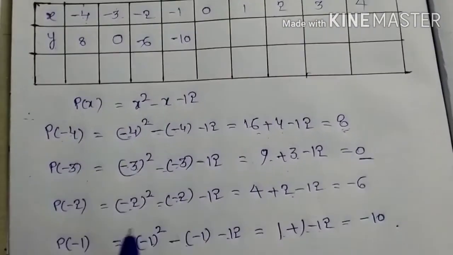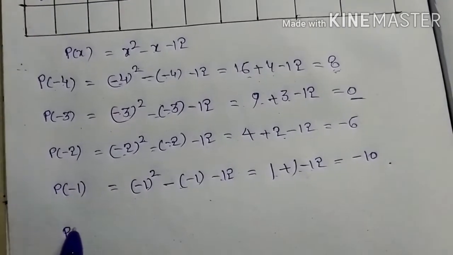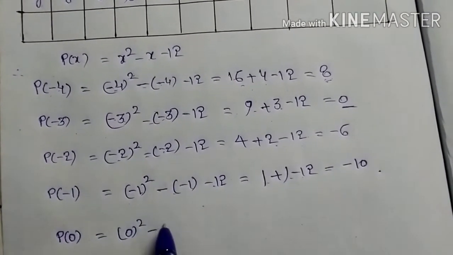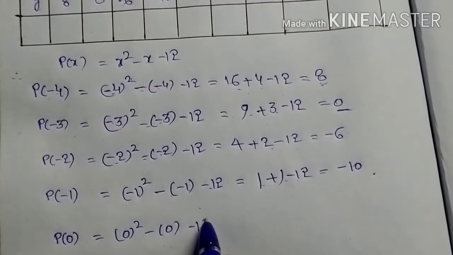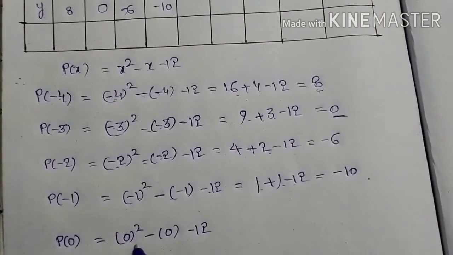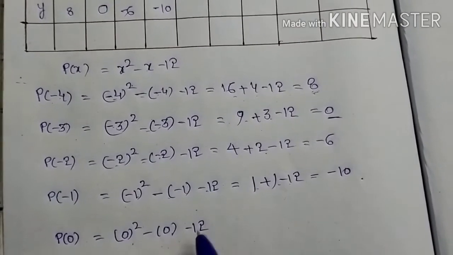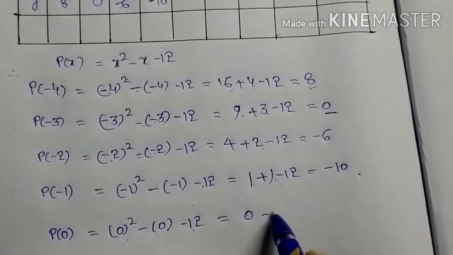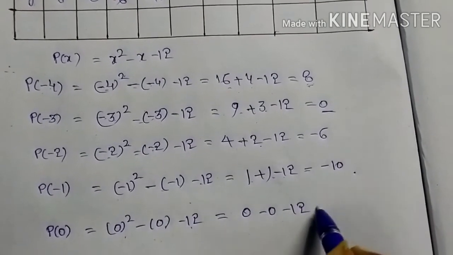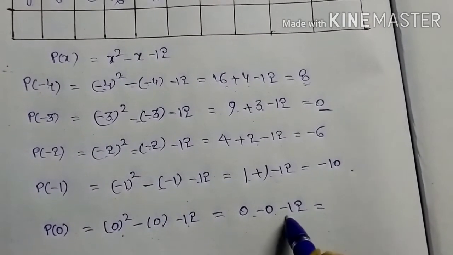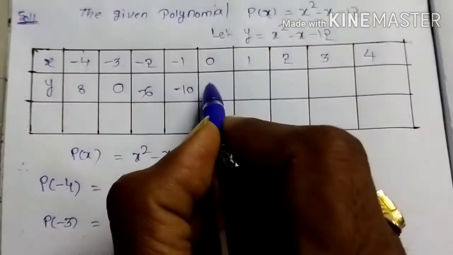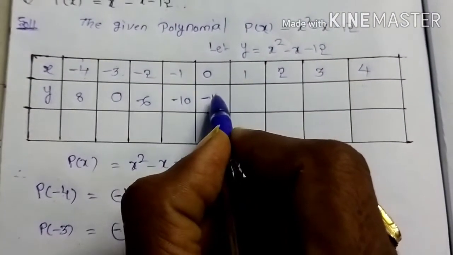Next one, p of 0. Yes or no? Yes, you can see here p of 0. That means I am writing 0 square minus 0 minus 12, just as in x square minus x minus 12. 0 square is 0. Minus 0 minus 12. That means 0 minus 0 is 0 only. 0 minus 12 is minus 12 only. You can write here minus 12.